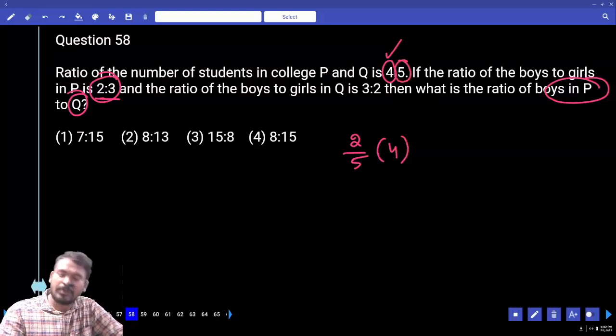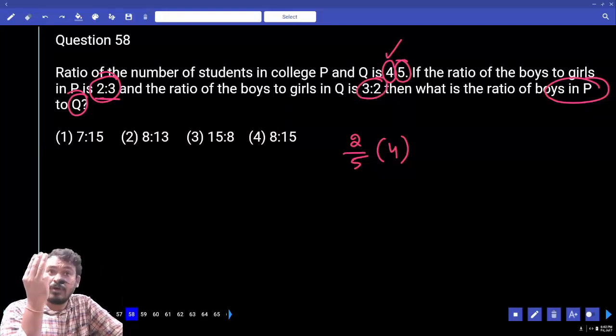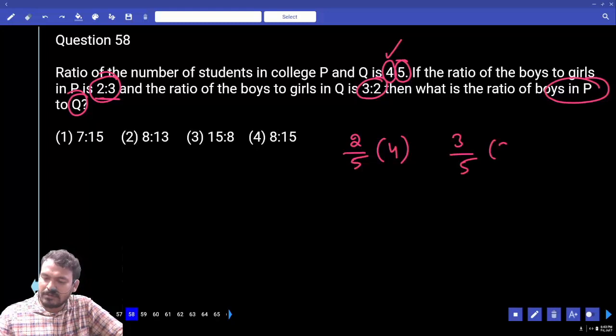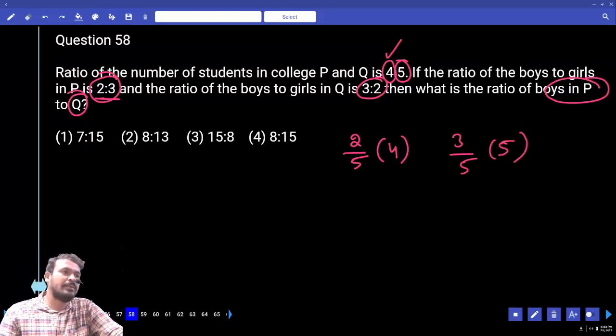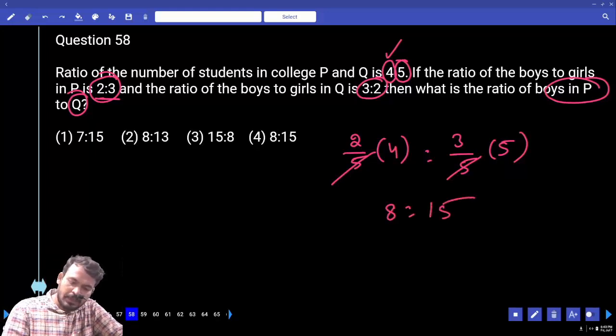Next, what is the second one? College Q, total how many parts? 5 parts. Those 5 parts are distributed in which ratio? 3:2, meaning boys are 3 parts out of 5 parts. Then we write 3/5 of how many parts? 5 parts. Left hand side boys in P, right hand side boys in Q. We require the ratio, right? Denominator 5, denominator 5 cancel. 2 4s are 8, 3 5s are 15. What is the answer? 8:15.